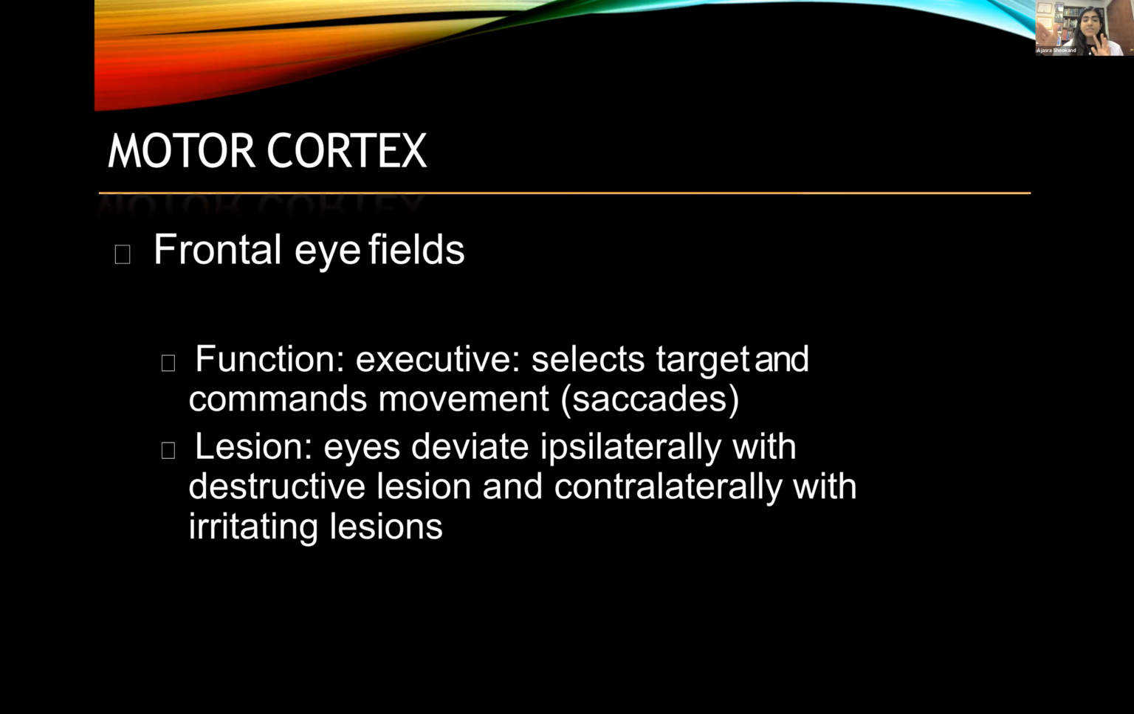So it helps to select targets and command movements to see towards where somebody is. If somebody is calling out to you, it helps you to look towards that side. If there is any lesion in the frontal eye field, and this is very interesting, if you have a destructive lesion, for example, a stroke, the eyes deviate towards the side of the lesion, that is, they deviate ipsilaterally. But if you have an irritating lesion, for example, a seizure, then the eyes will look contralaterally. They will look towards the seizing hand or the seizing leg, but not towards the seizing part of the brain.